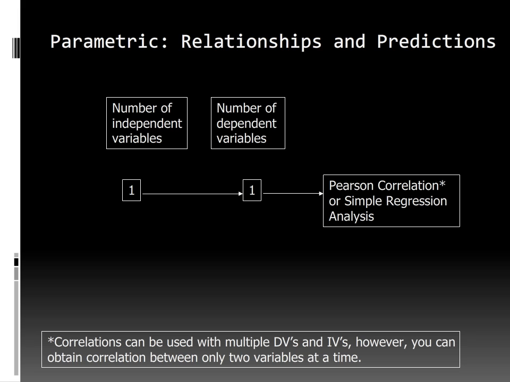Correlations can be used with multiple dependent variables and independent variables. However, you can obtain correlation between only two variables at a time. A correlation establishes the relationship between two variables based on their observed scores.